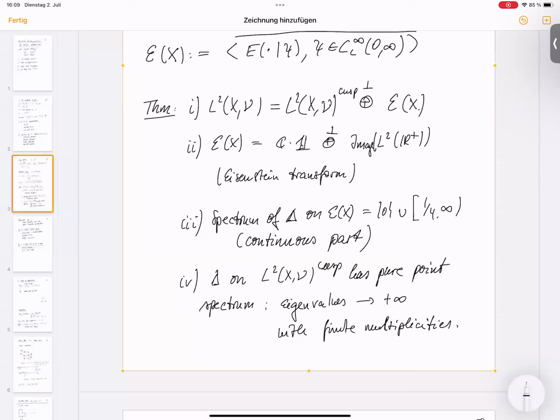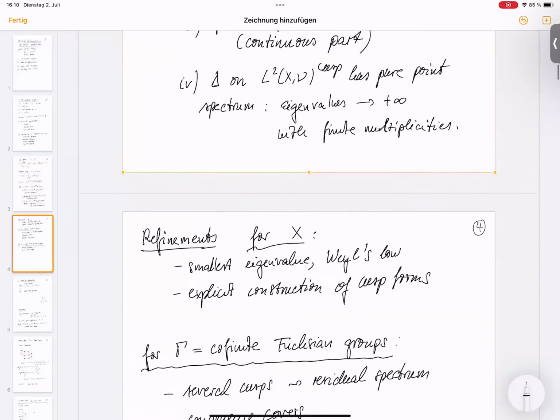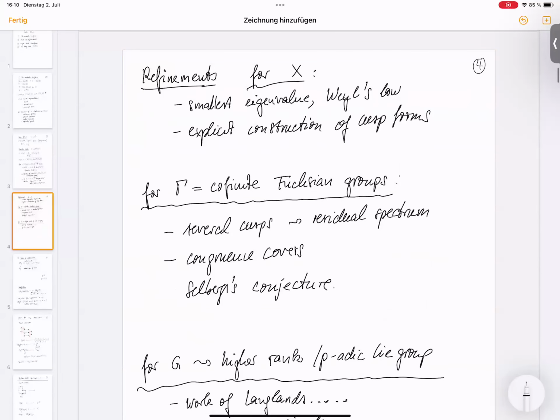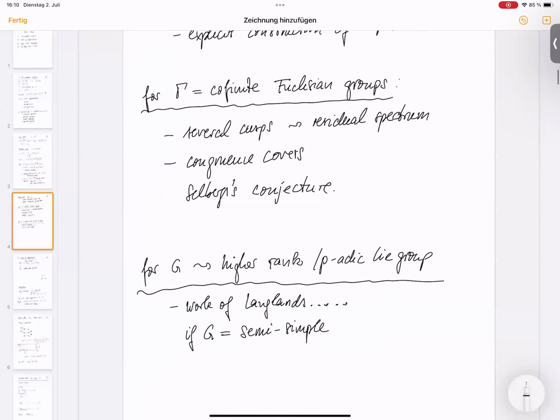And I would be very happy if I could have an analog of that statement in the case of strata. Just that, no more refinements would be great. So, as I said, there are more refined questions that you can ask for the modular surface: explicit constructions of cusp forms, Weyl's law for the growth of eigenvalues. There are other generalizations that are orthogonal to what I want.